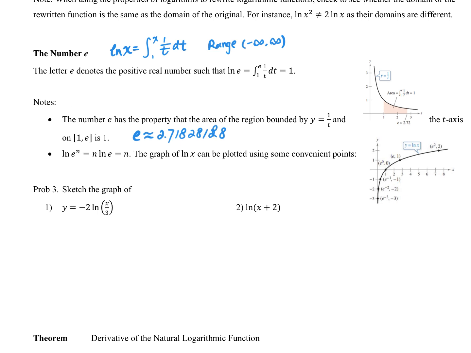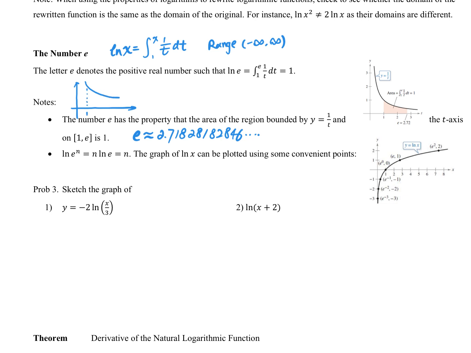1828, 1828. Sorry about the mistake there. 1828 and 46 and so on and so forth. It's an irrational number. Again, it can be proved pretty straightforwardly using some knowledge that you have mastered before.